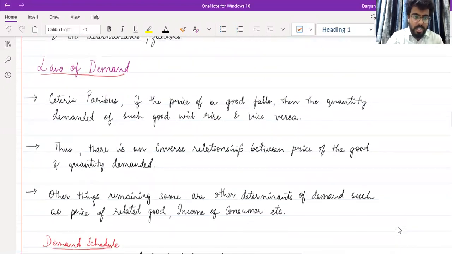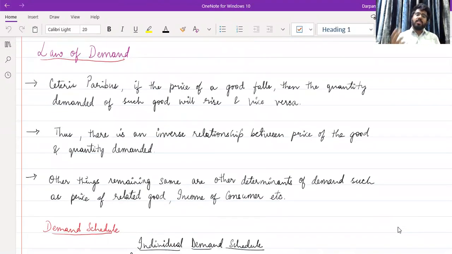Demand function was easy, so I'm leaving that. What is the law of demand? It's nothing but showing the relationship between the price of the good and quantity demanded. Your first determinant of demand, or your first factor of demand that we just saw. So what does this say? It says ceteris paribus. That means everything else remaining the same. If the price of the good is falling, then the quantity demanded of that good will rise. Correct? If the price is falling, the quantity demanded will rise.